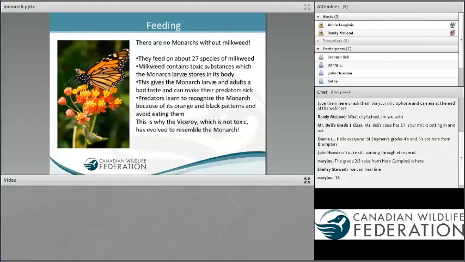So the viceroy, the other butterfly that looks like a monarch, doesn't do that. He's not toxic at all. But because he looks like a monarch, he might not be eaten by predators. The predator will look at the butterfly and see orange and black. Whether it's a monarch or a viceroy, he's not going to eat that again because he got sick the last time. So the viceroy basically mimics the monarch so that predators won't eat it. It's pretty cool.